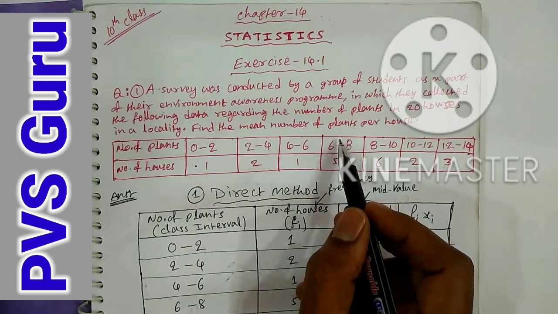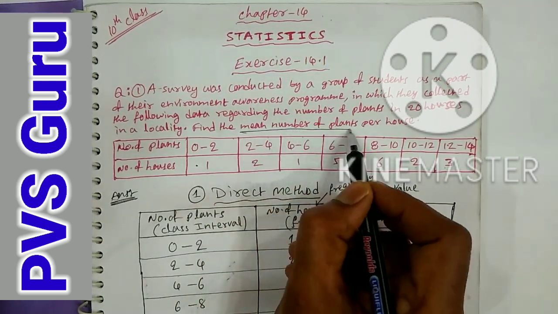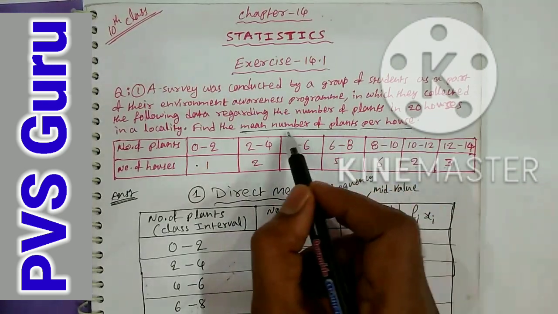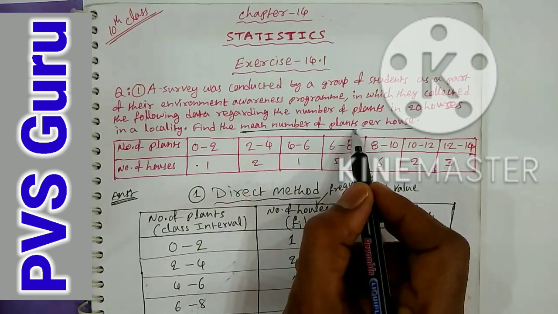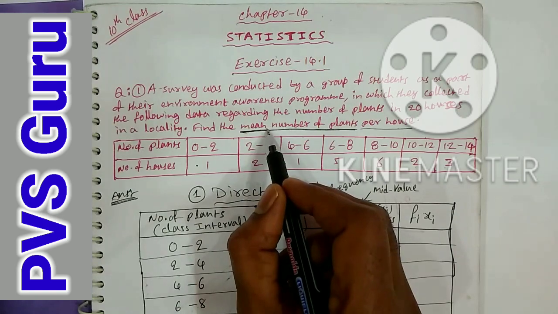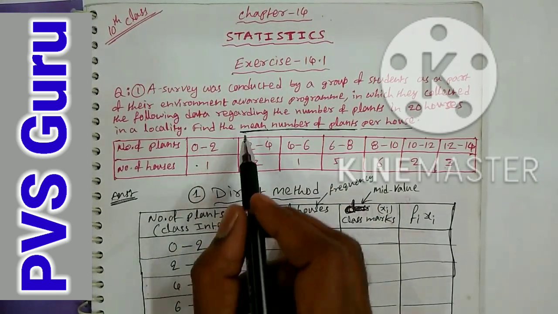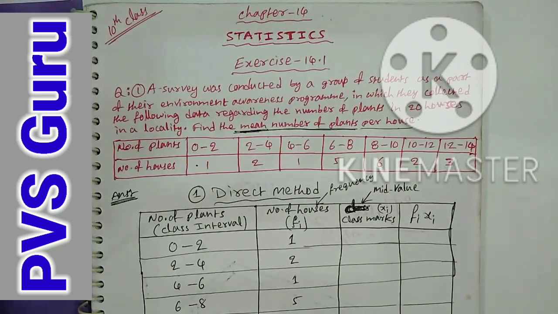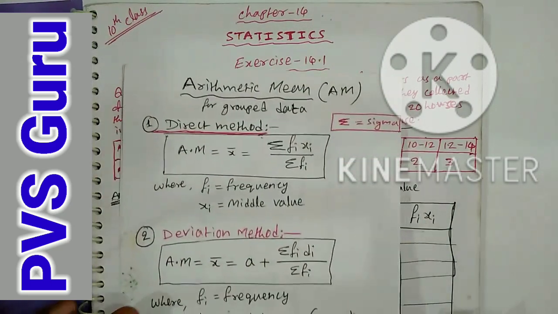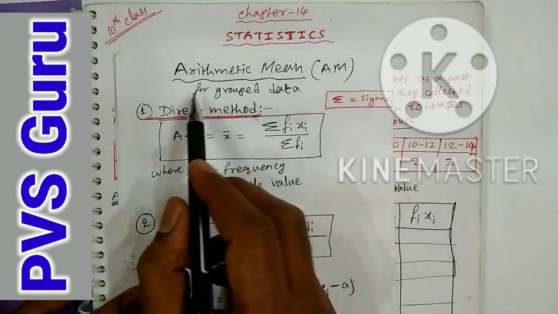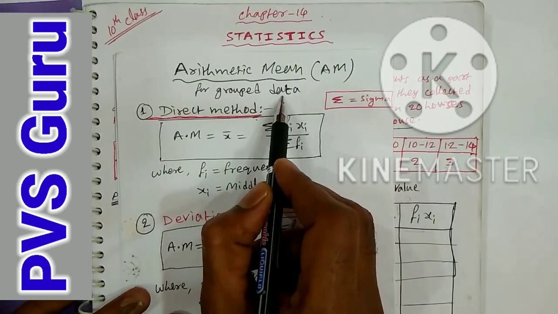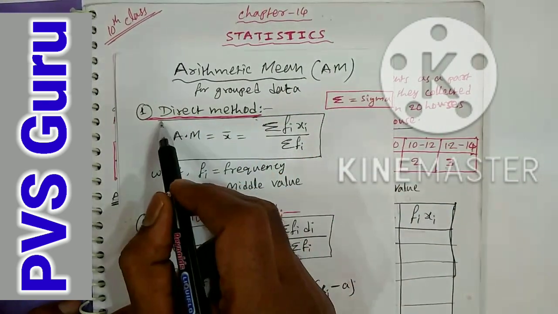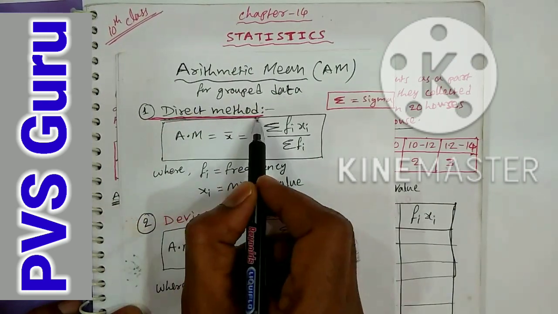We should calculate the mean number of plants per house. In one house, how many plants are there on average? Mean is nothing but average. For calculating this mean, we have 3 methods. The arithmetic mean for grouped data, we should calculate in 3 methods. The first method is the direct method.